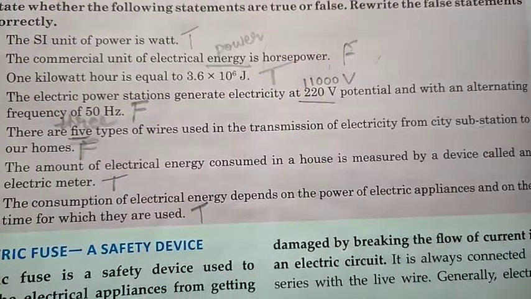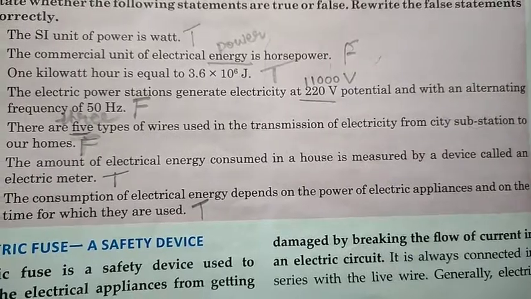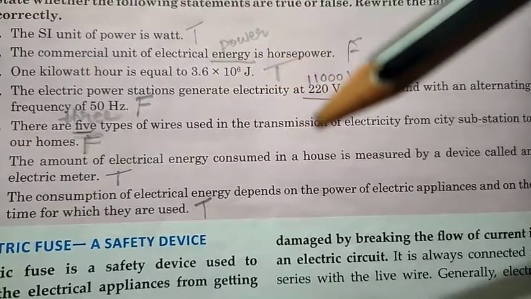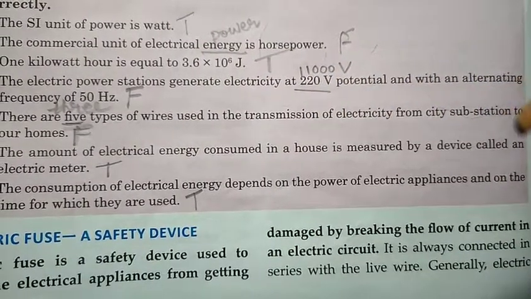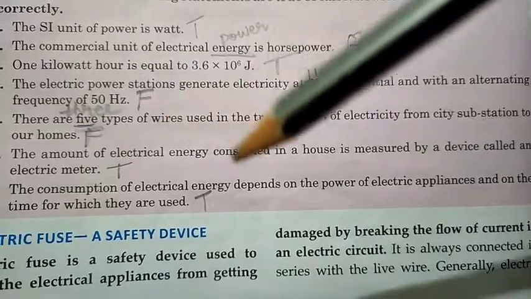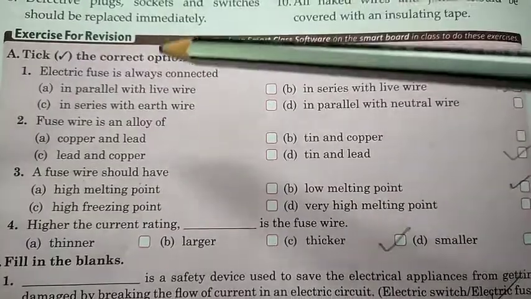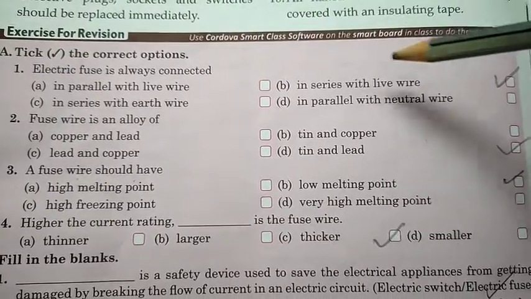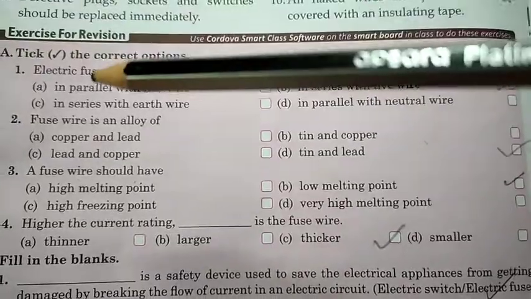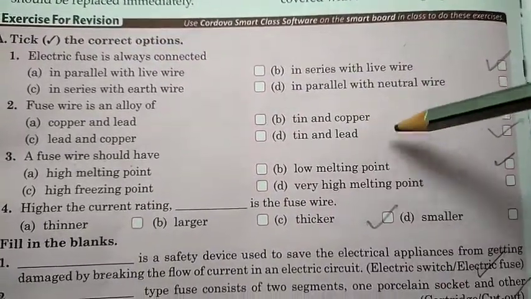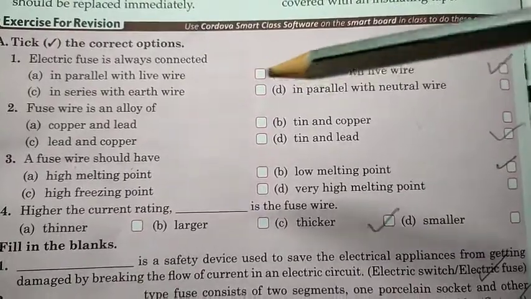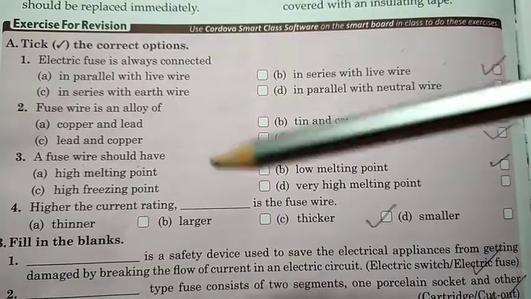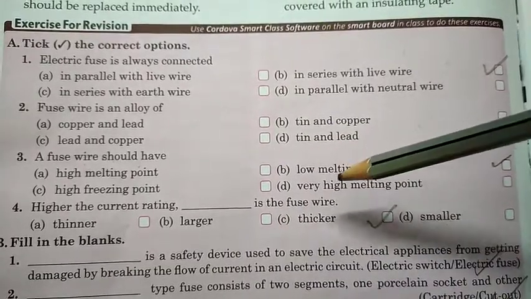The amount of electrical energy consumed in a house is measured by a device called an electric meter, that is true. The consumption of electrical energy depends on the power of electric appliance and on the time for which they are used, this is true. Now next is tick the correct options. Electric fuse is always connected in series with live wire. Fuse wire is an alloy of tin and lead. A fuse wire should have low melting point, higher the current rating, thicker is the fuse wire.